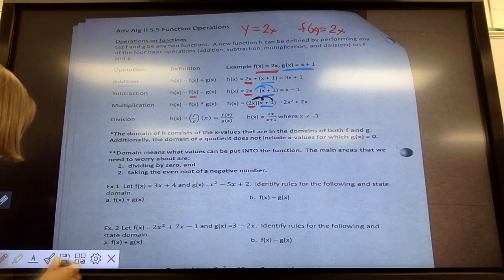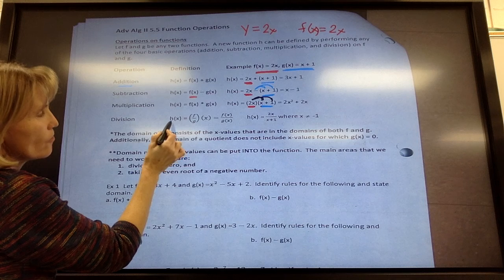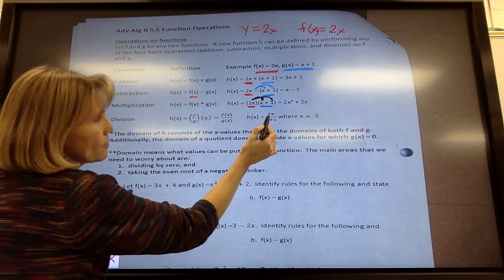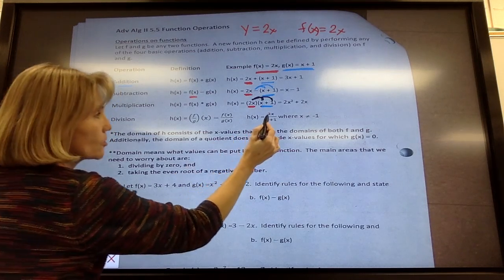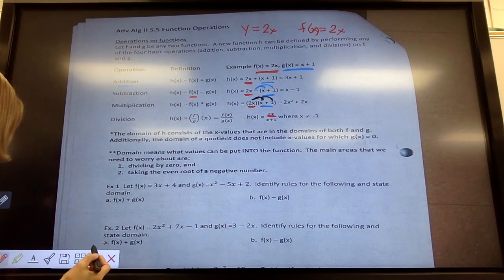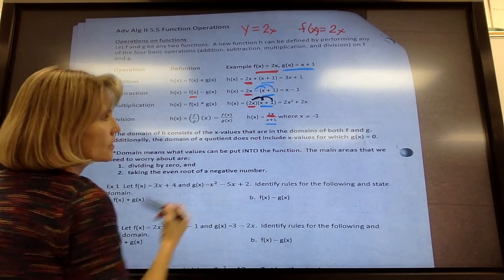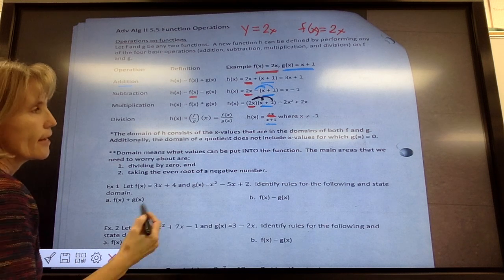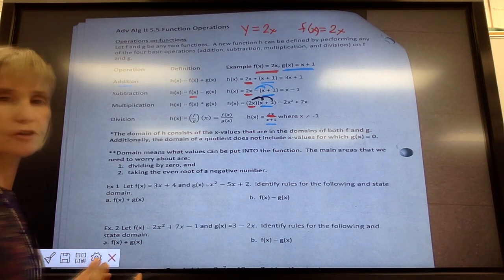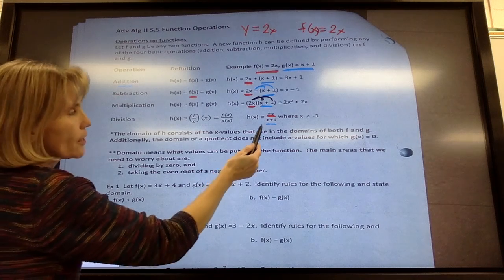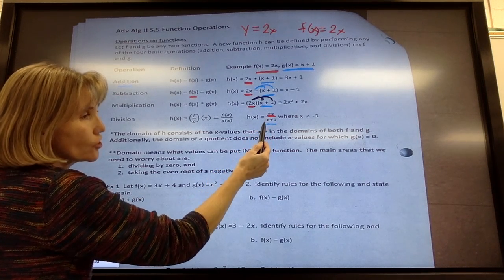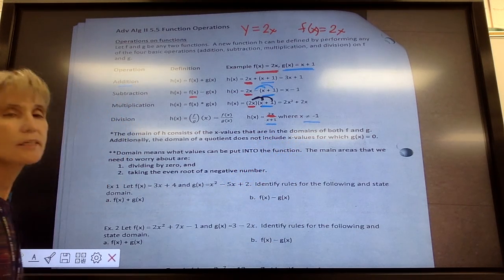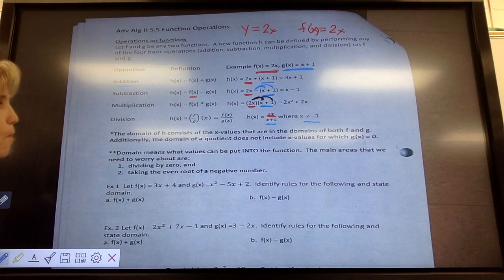And then lastly, we can divide with functions. So if h of x is going to be f of x divided by g of x, I take my f of x function, which is my 2x, that's in the numerator, and I'm dividing it by my g of x, so that's in the denominator. And I would just say 2x over x plus 1. And there's two areas where we have to be concerned. One is that since this is division, we can still not have 0 in the bottom of a fraction. So we have to restrict the domain and say that x cannot equal negative 1.